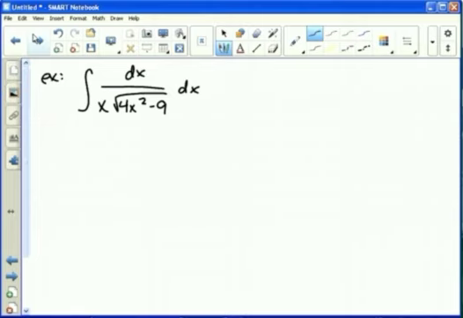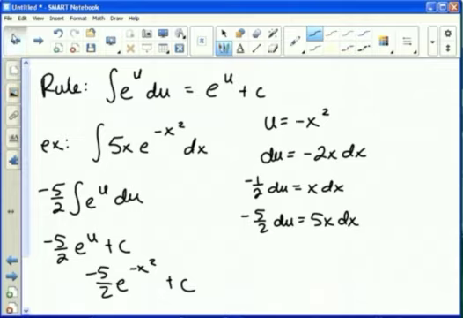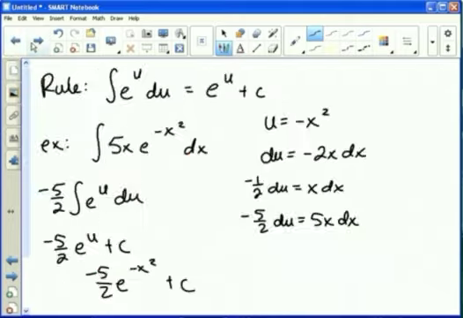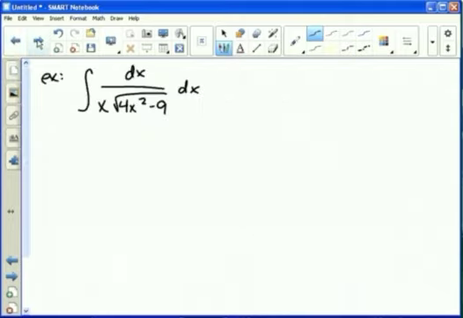anytime they're different by more than just 1, it's probably an inverse trig problem. If you go back to this first example we did, if you notice on top it was x to the first, on the bottom it was x squared. They were just different by 1 power. So regular u sub worked just fine. For this example, our power on top is 0, and on the bottom we've got a squared. So that's not going to work out really well for us with regular u sub. So we have to use inverse trig.